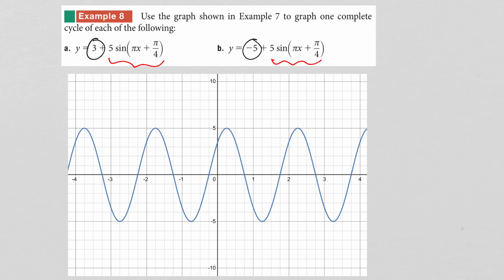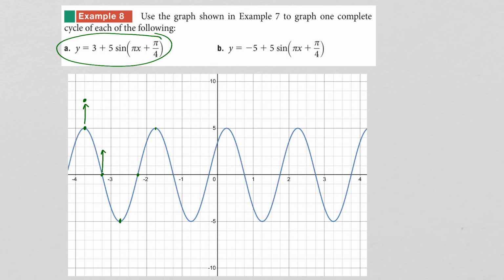So if we know that this part looks like this, the only thing that this plus 3 is going to do is shift the entire graph up 3 units. Okay? So we'll go ahead and graph this first one here. We'll do this in green. And if I'm going to shift it up 3 units, basically all you have to do is take every important point. So take all the high points, the low points, and the x-intercept points, and shift them all up 3 units. So if I go up 3 units, that'll be here.